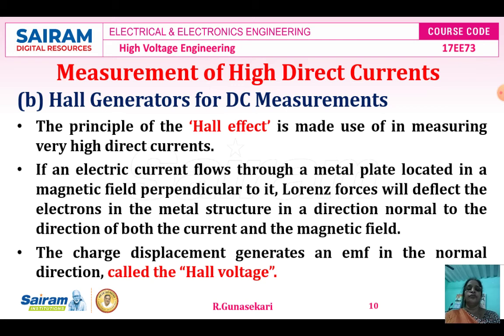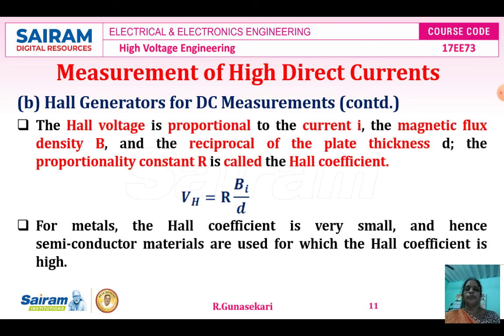If an electric current flows through a metal plate located in a magnetic field perpendicular to it, Lorentz forces will deflect the electrons in the metal structure in a direction normal to the direction of both the current and magnetic field. The charge displacement generates an EMF in the normal direction, which is called the Hall voltage. The Hall voltage is proportional to the current I, the magnetic flux density B, and also the reciprocal of the plate thickness d.